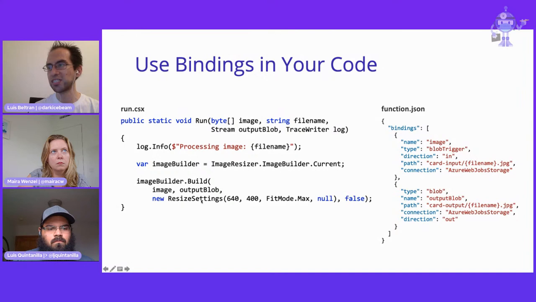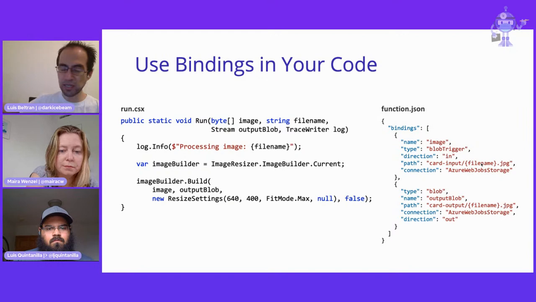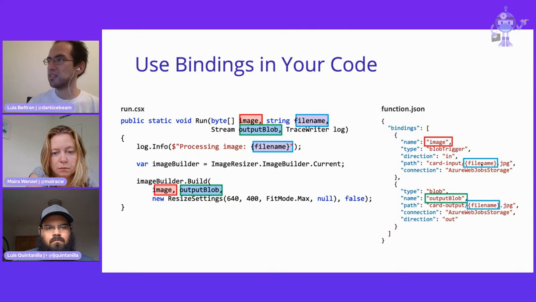In this case, resize image builder is one library, but as you can see, the only mention of your blob storage is here in a JSON file where you reference, okay, this is the connection. Our connection for our blob storage is this actual web jobs storage. This can be a setting in our app settings, where the connection string is. And yeah, that's the relation.